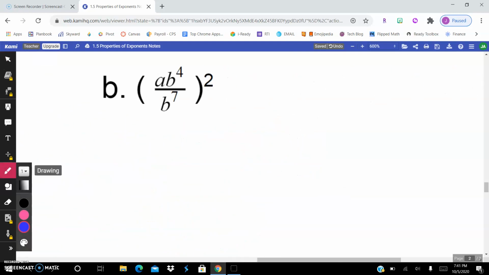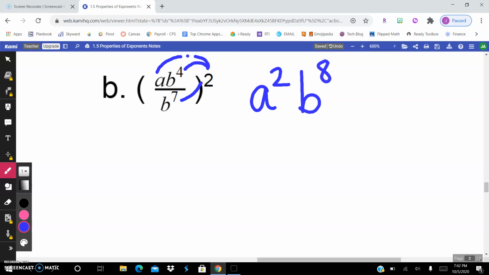Over here, we have a quotient inside of parentheses being raised to an exponent, so we have to distribute that 2 to everything inside. So a to the 2nd power, we don't have to do anything fancy with, but we have b to the 4th power, and then that's being raised to the 2nd power. So that's where we have to multiply those exponents when you have 2 of them like that. So that becomes b to the 8th. And then at the bottom, we already have b to the 7th, and that's being raised to the 2nd power. So again, we're going to have to multiply. So that would become b to the 14th.